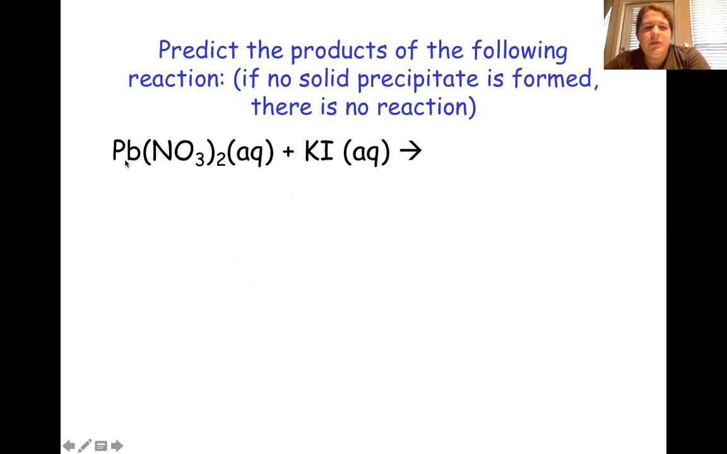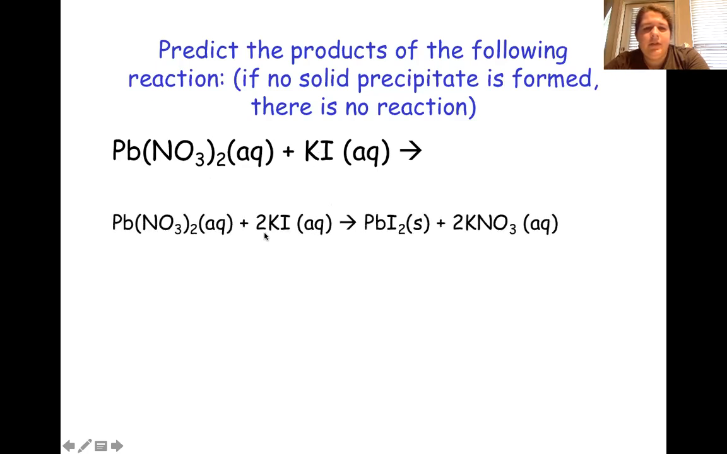So here we have a reaction between lead nitrate and potassium iodide. Now recall, nitrates are always soluble. Iodides are usually soluble. With an ionic reaction, what we're going to do is switch the cations with each other. So we're going to switch lead and potassium here. So we're going to have lead iodide and potassium nitrate. Okay, so I just switched the cations to where they flip-flopped with each other.